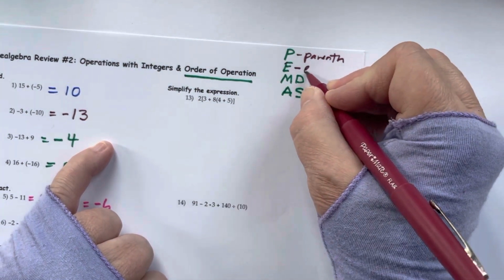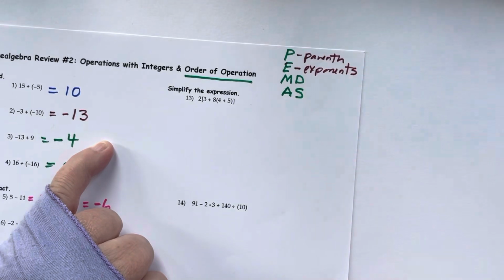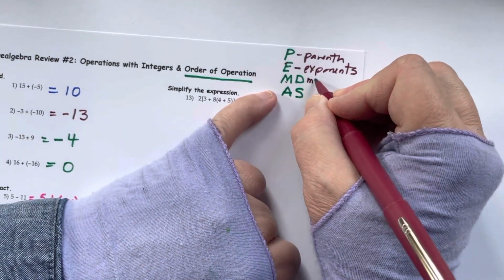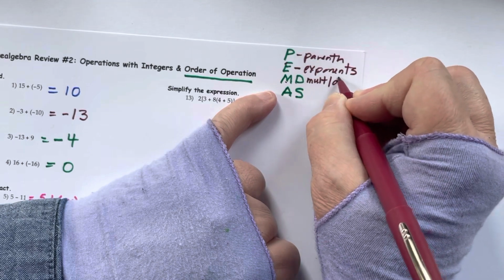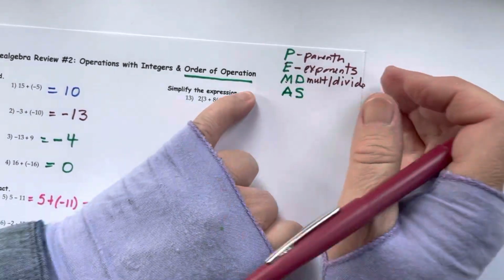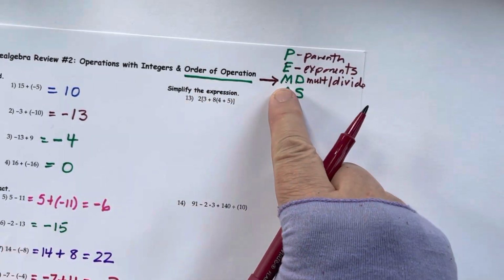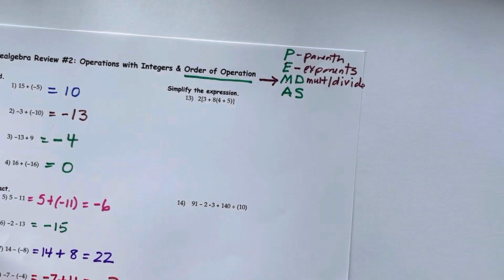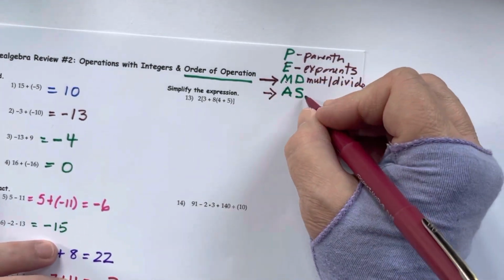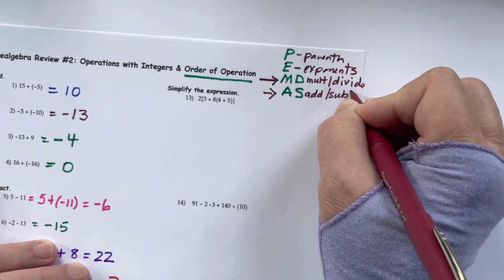E stands for exponents. So if there are any exponents, you're going to do those first. Then you're going to multiply and divide. Now, you don't multiply first and then divide. You work from left to right, and anytime you get a multiply or a divide, you do it. Then the last thing you would do is go from left to right doing your addition and subtraction.